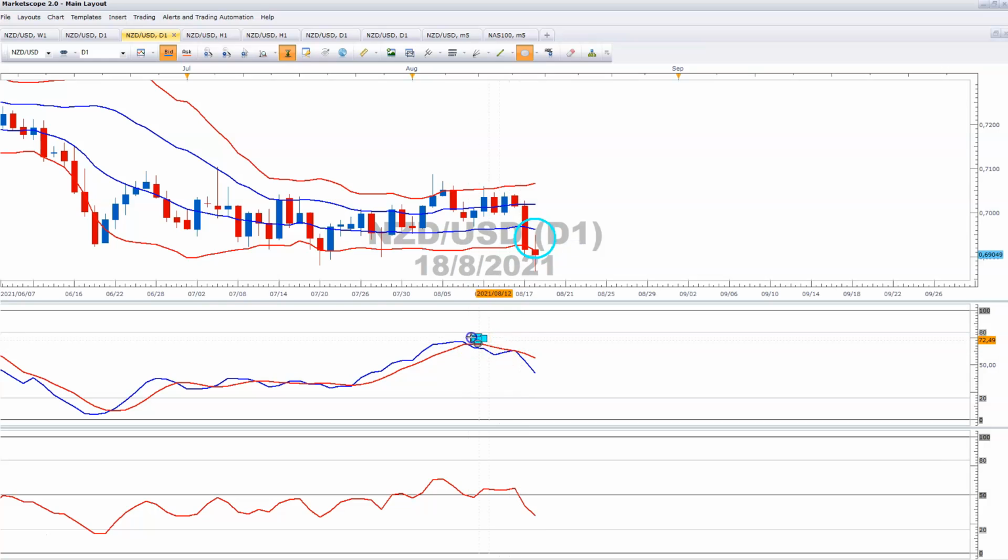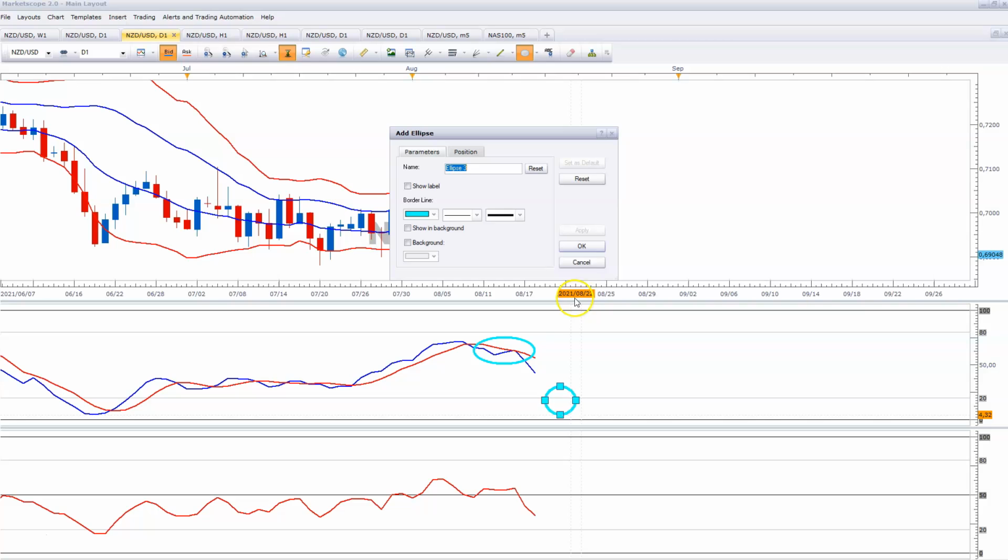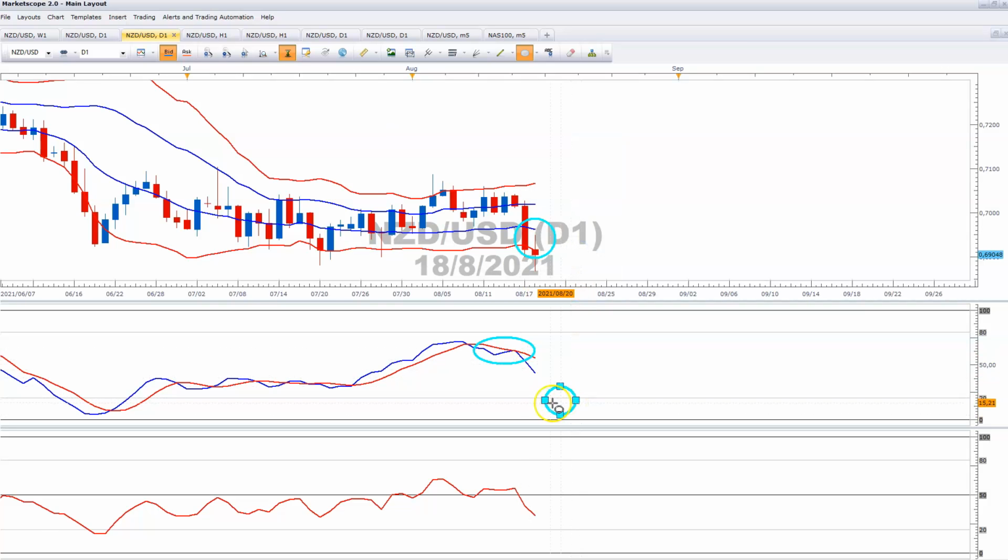Take a look at the stochastic. Stochastic has turned bearish and is heading towards the lower quintile. Now, if it heads to the lower quintile and sticks in the lower quintile, then we may see a momentum push to the downside. Take a look at the RSI. It's also below 50, which is on the bearish side of the indicator.